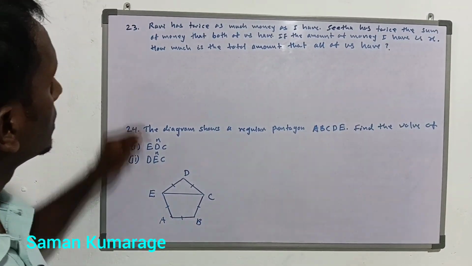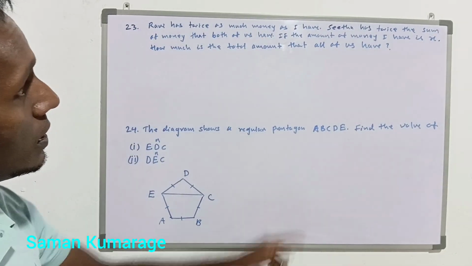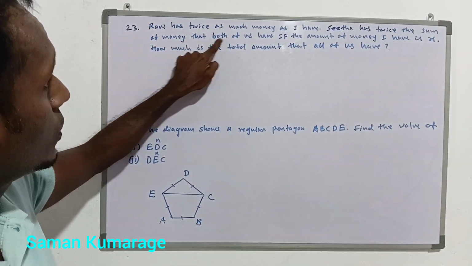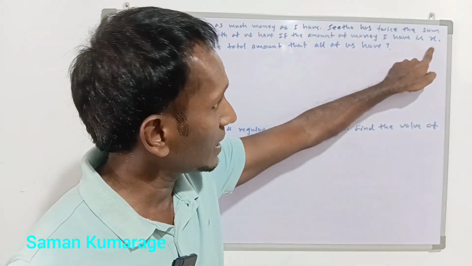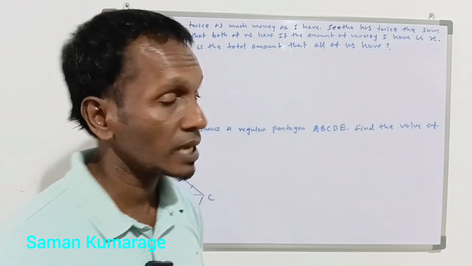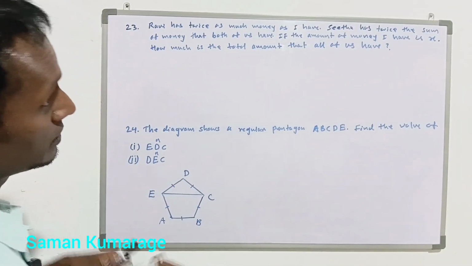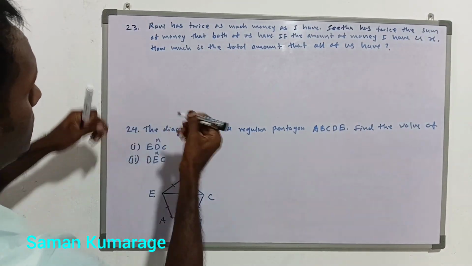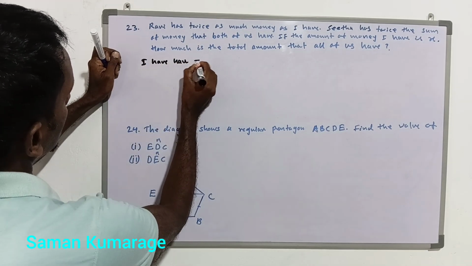Okay, 23rd question. Ravi has twice as much money as I have. Sita has twice the sum of the money that both of us have. If the amount of money I have is X, how much is the total amount that all of us have? Easy. So let's start from here. How much money do I have? I have X.